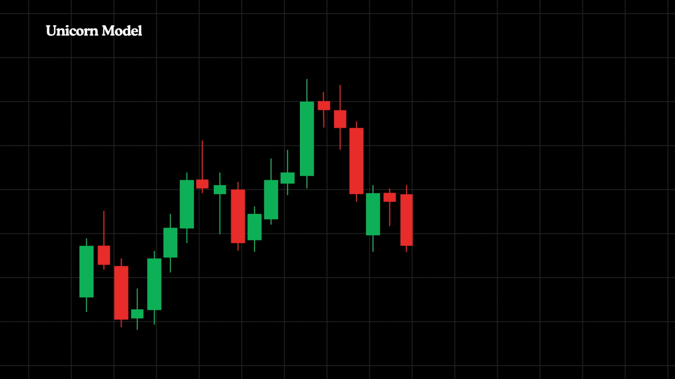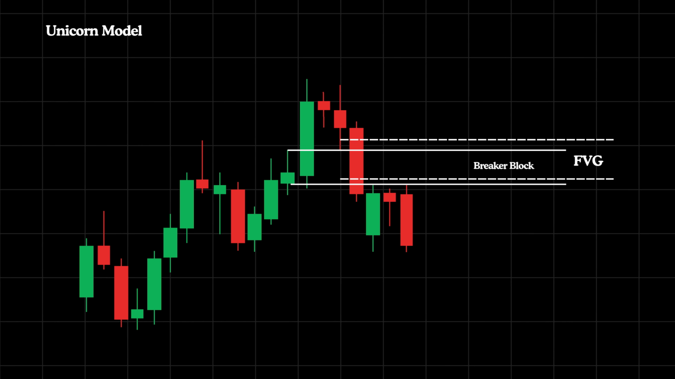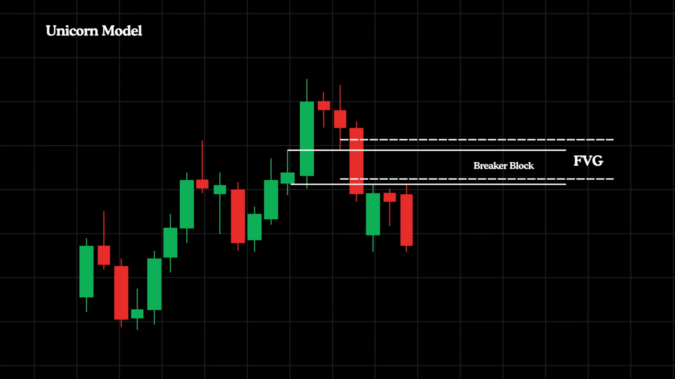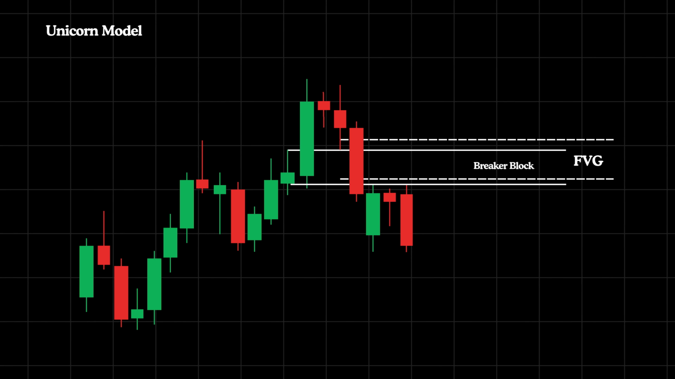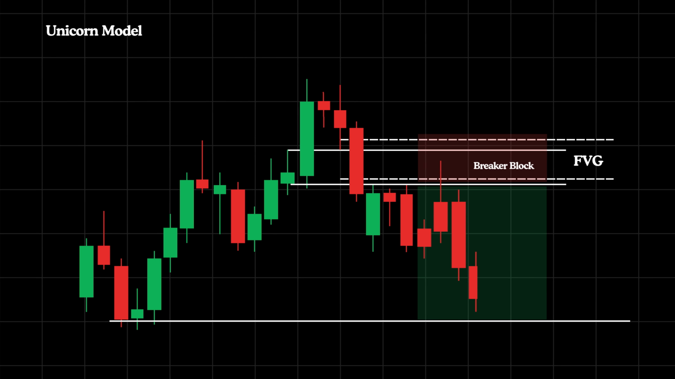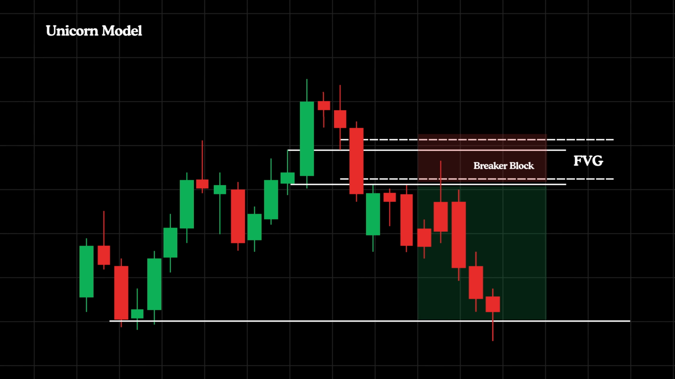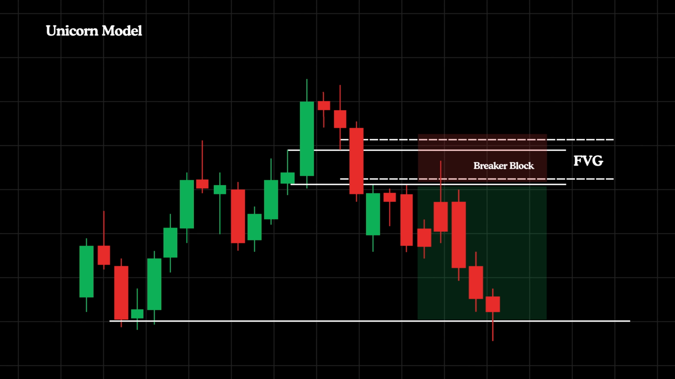As we stated earlier, in this setup we're looking for the breaker block to intersect with a fair value gap, forming a high probability trading zone. When price revisits this area, there's an increased likelihood it will function as a solid supply zone and drive the price downward. In this situation, we'll look to enter at the start of the zone, set our stop loss just above it, and aim for the next significant level in the direction of the move. The same logic holds true for bullish setups.